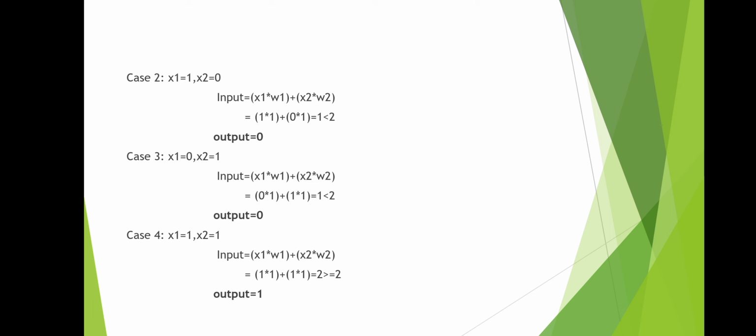Case 4 is x1 and x2 both 1. Calculate the weighted sum, which is 2. It is greater than or equal to the threshold value 2, so the neuron fires and the output becomes 1. All the cases are correctly implemented according to the AND gate truth table. So implementing the AND gate using the MP neuron is successfully done.